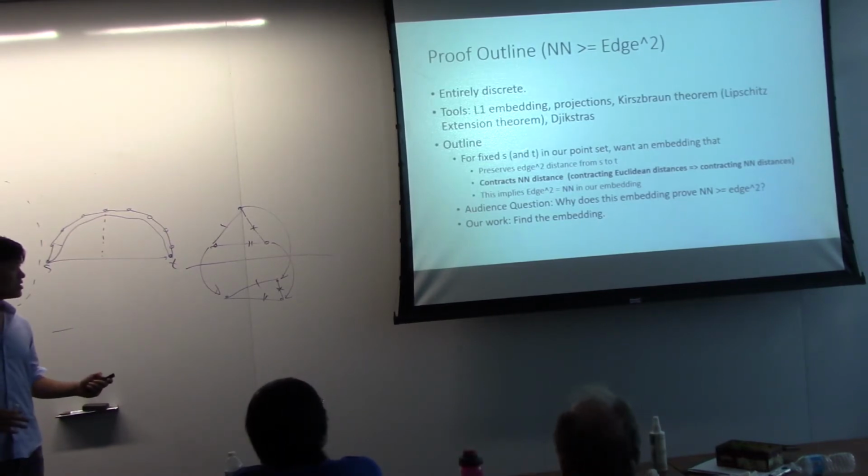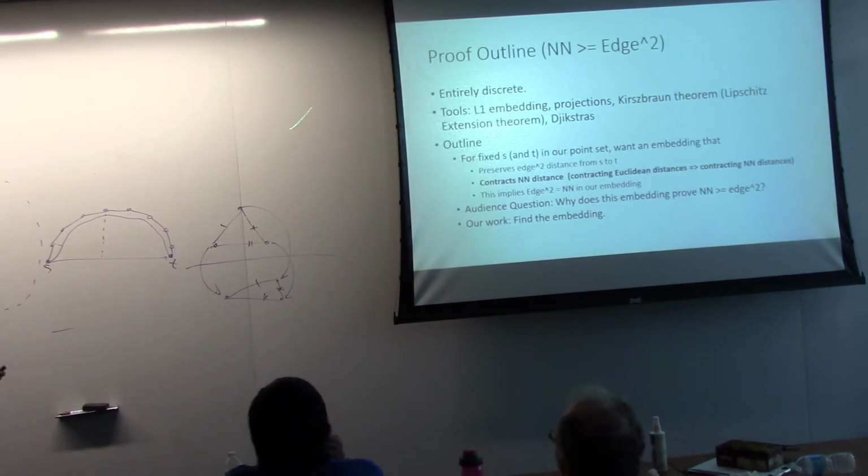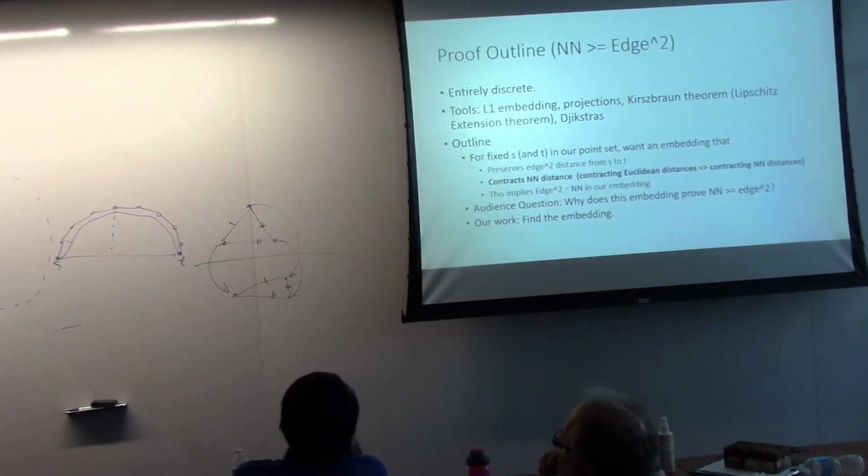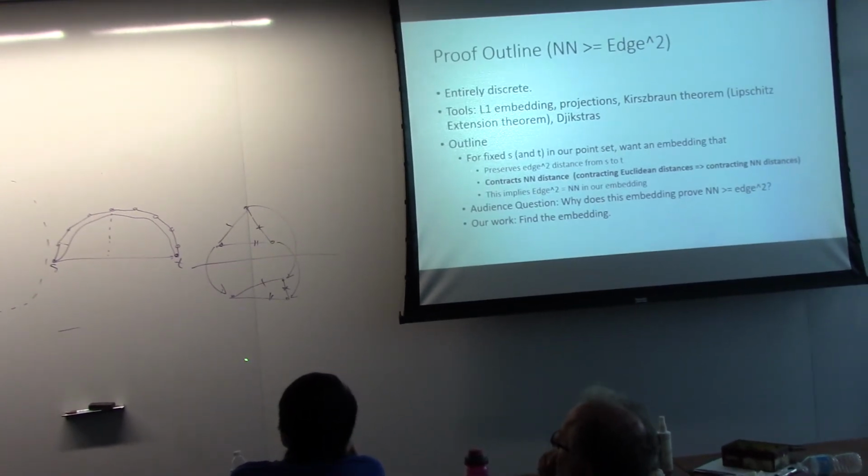But the basic outline is, the name of the game is we want an embedding that preserves edge squared distances while shrinking nearest neighbor distances. Turns out if you shrink all your Euclidean distances, you shrink your nearest neighbor distances for free. Why is that? Well, because the nearest neighbor distance is the integral of a product of the nearest neighbor density times your Euclidean infinitesimal. If your Euclidean distances shrink, both parts of your product shrink, yeah? So this path length shrinks and the charge shrinks. So if in fact you have an embedding that shrinks Euclidean distance, you have an embedding that shrinks nearest neighbor distance for free.